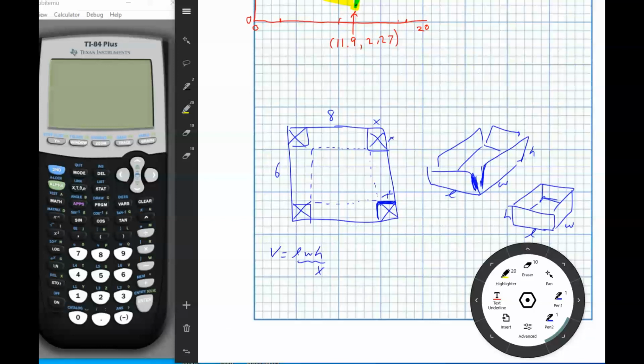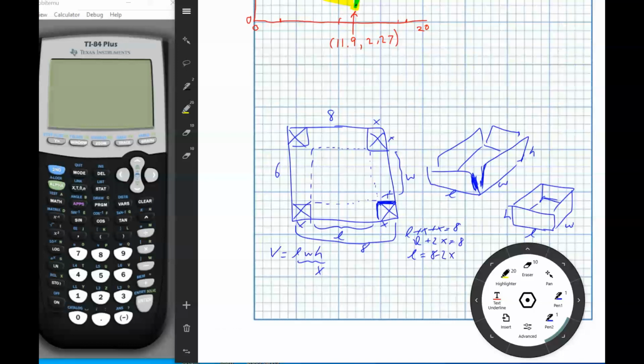What about L and W? L is this here, and W is this here. Well, we know that this whole thing is 8, and this smaller length is L. What is the difference between L and 8? Well, we know that L plus 2x is equal to 8, right? So L is equal to 8 minus 2x, right?